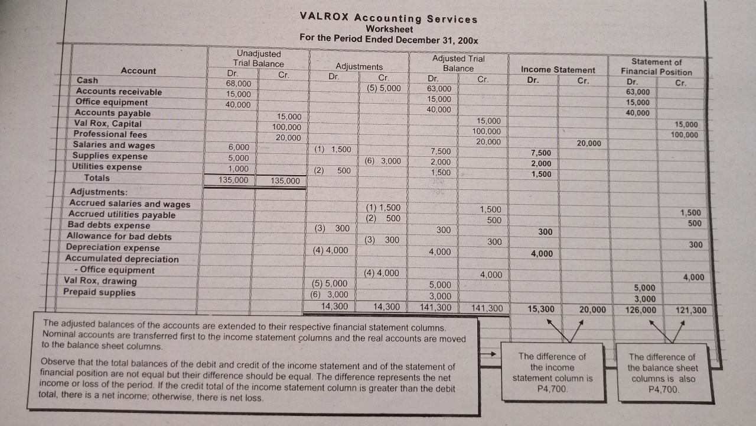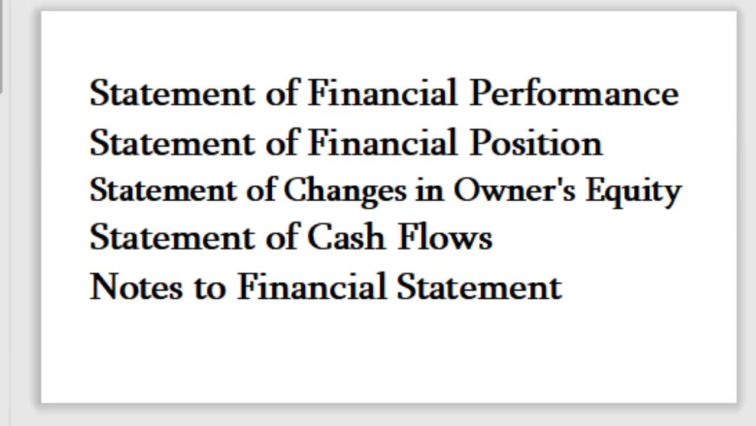Kasi dito sa financial statements natin, individual yung presentation, like income statement lang talaga with the proper heading. Kung statement of financial position or balance sheet, statement of financial position lang talagang ipapakita dun. So, we have here next the complete set of our financial statements.